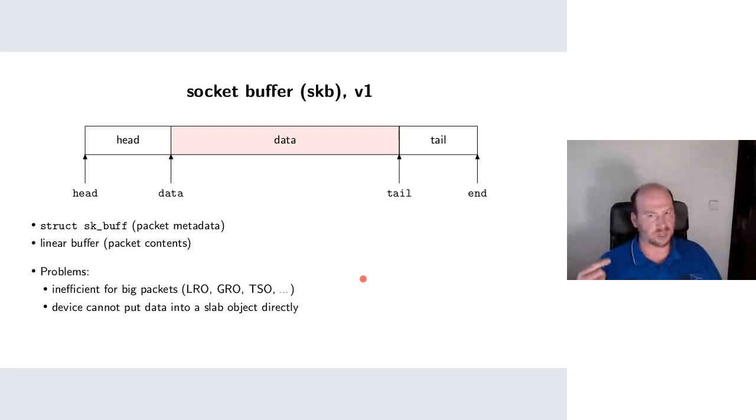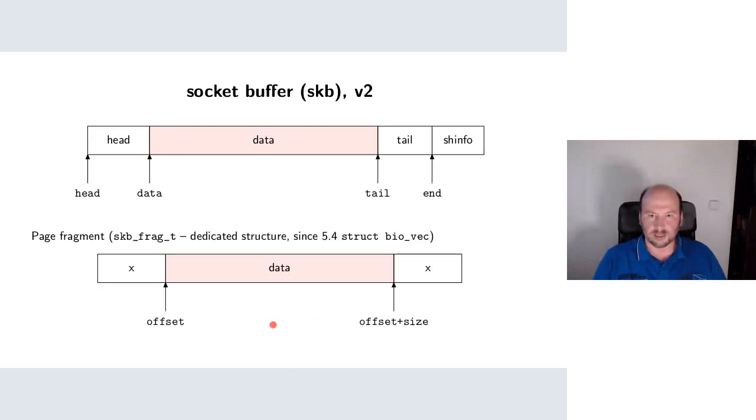And also, there is another problem, because the device couldn't put the data directly into the pre-allocated slab object, or at least not easily. And so we would have to copy the data from the device into the slab object, and that would be a rather slow operation these days. Of course, this simple traditional version was only used in the times when the networks were not nearly as fast as today.